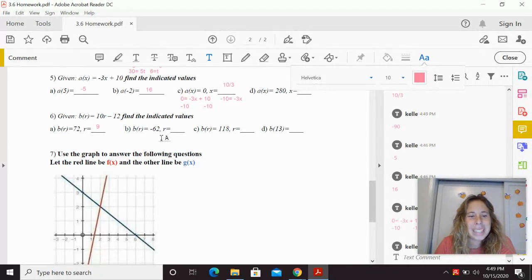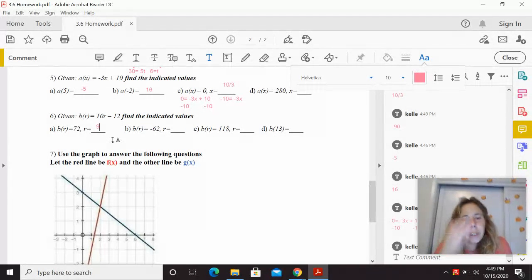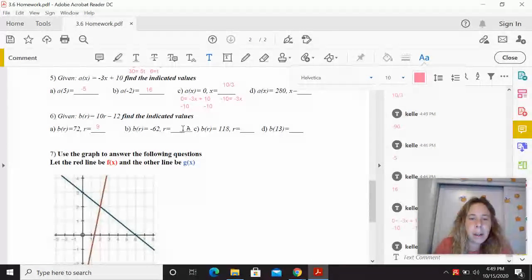B of r equals negative 62. So once again, you're substituting in for B of r. So it would be negative 62 equals 10r minus 12. You're going to add 12 to both sides. That's going to give you negative 50 equals 10r. You're going to divide by 10, and that is negative 5.